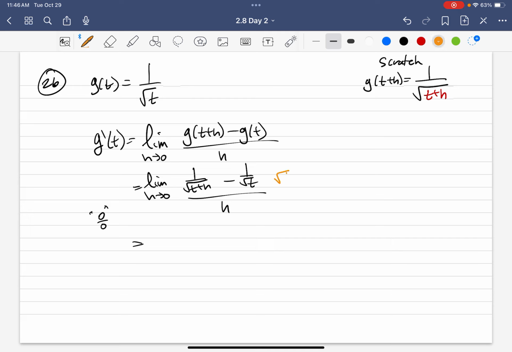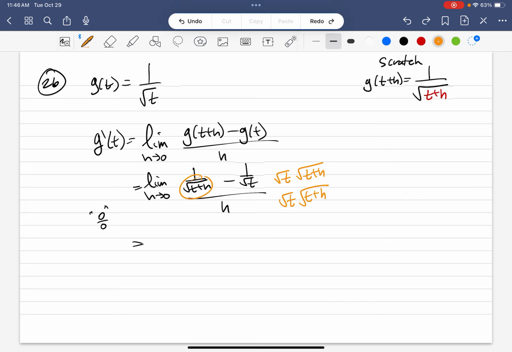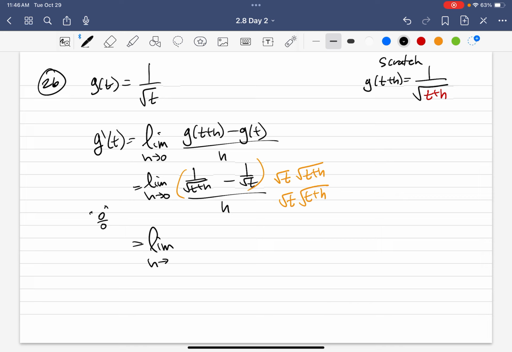And I do that here by multiplying by the square root of t on top and bottom to get rid of this fraction. And I multiply by the square root of t plus h on top and bottom to get rid of this fraction. So when I distribute very carefully, I think that you will see that all of this hits that and just gives me the square root of t. All of this hits that and just gives me minus the square root of t plus h. But it's all over root t plus h.